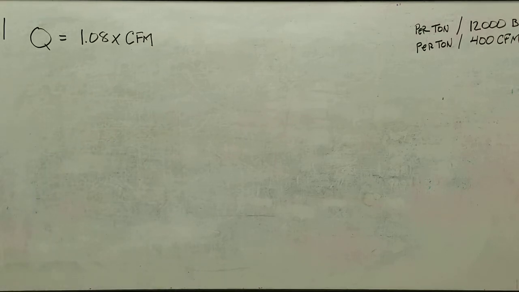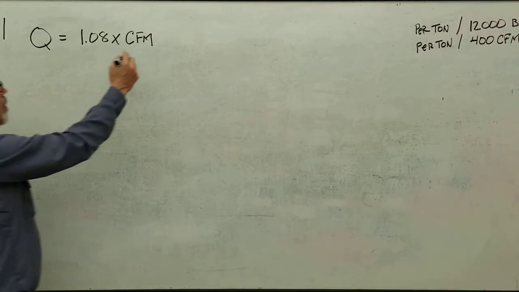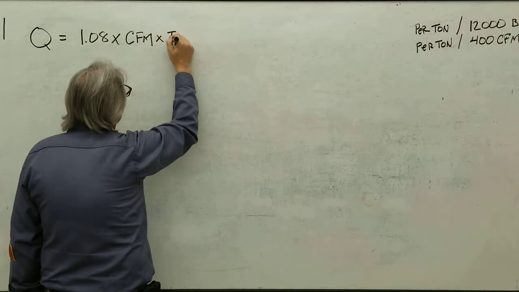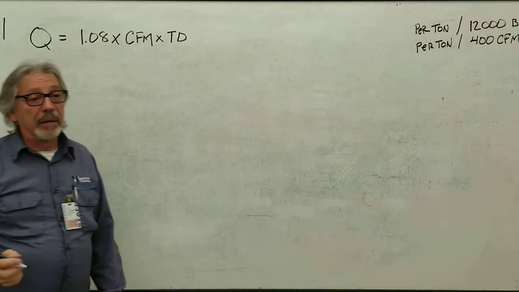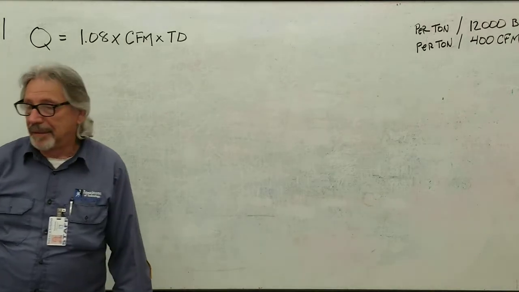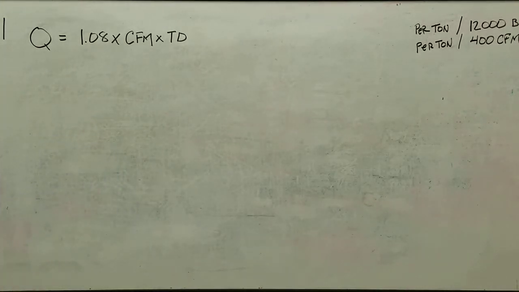We're in the book, right? Page 1069. Times TD. Now, what is TD? Temperature difference. There you go. Okay, so that's what Q is gonna equal.